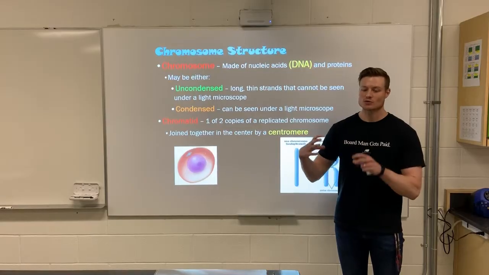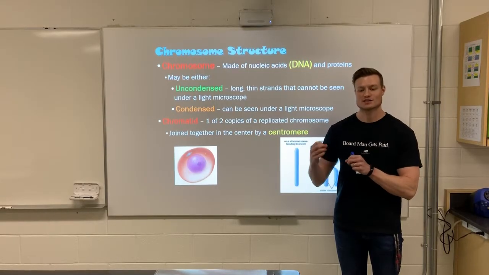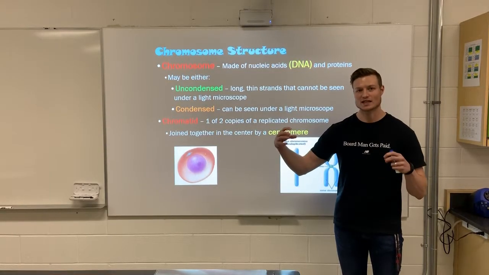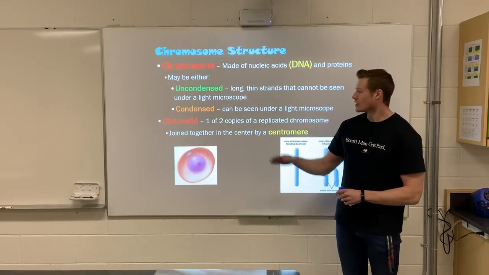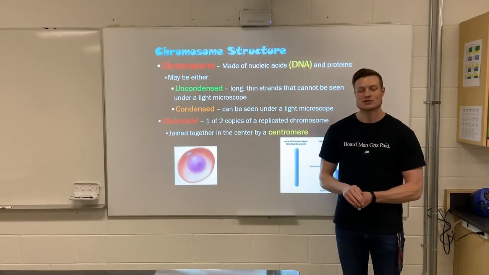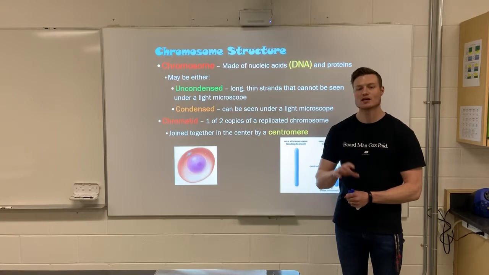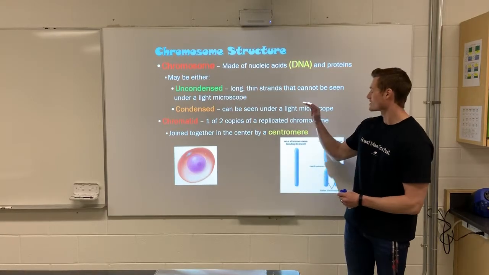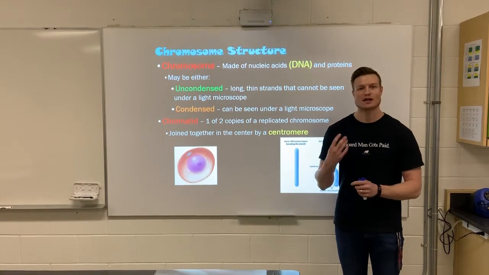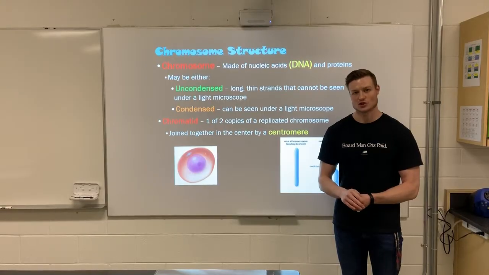So when chromosomes are packed in the nucleus, they're uncondensed. They're long, kind of stringy, thin chromosomes. When the nucleus disappears during mitosis, they become condensed. So they actually get shorter, they get thicker, and they're actually able to be seen under a microscope.